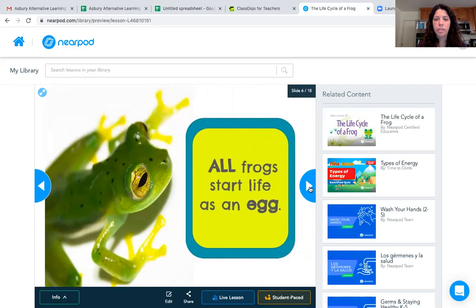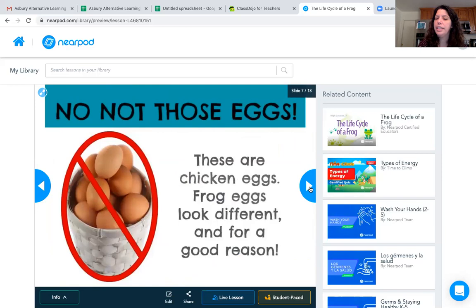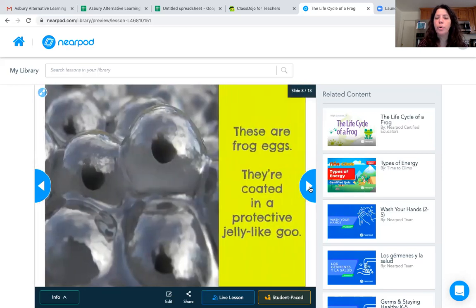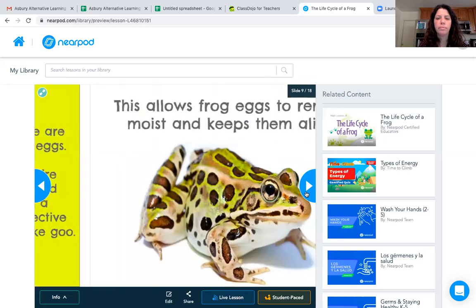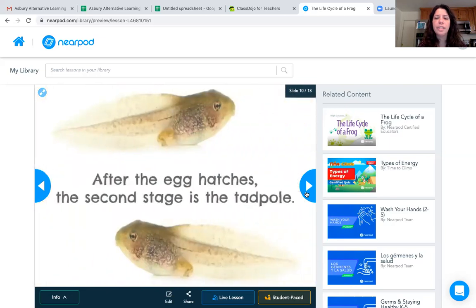Now, all frogs start off life like an egg. Yep, not those kind of eggs. These are eggs that are actually going to be in the water. And if you look at them, they kind of look like little eyeballs. They are covered in a protective jelly-like goo. So each of those little eggs, that is a baby frog. Now, the reason they're in that jelly-like substance is because it allows the eggs to remain moist and it keeps them alive.